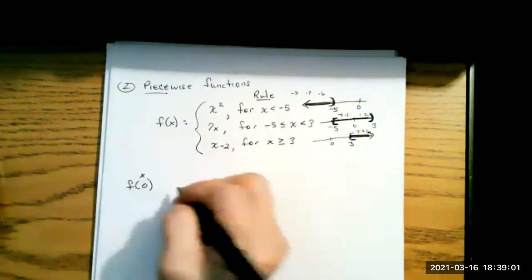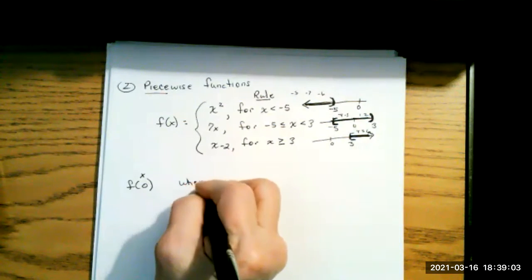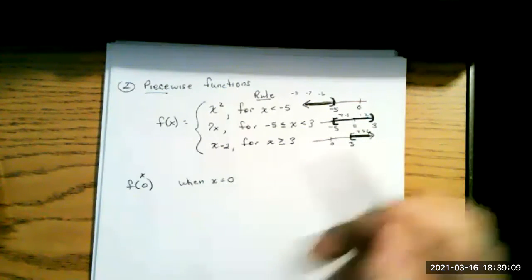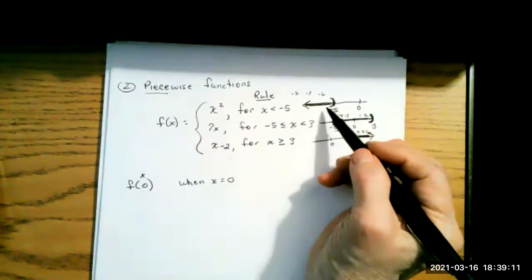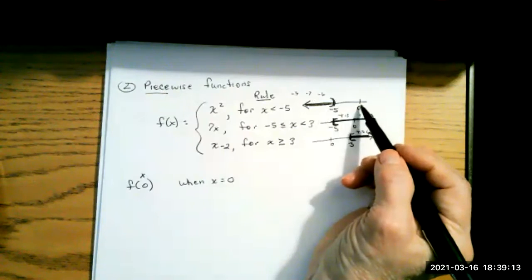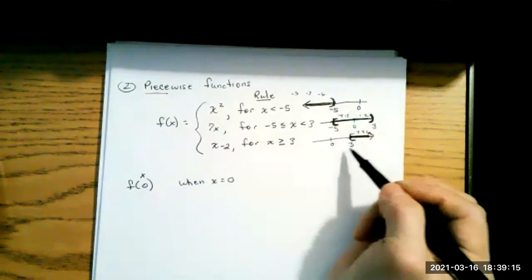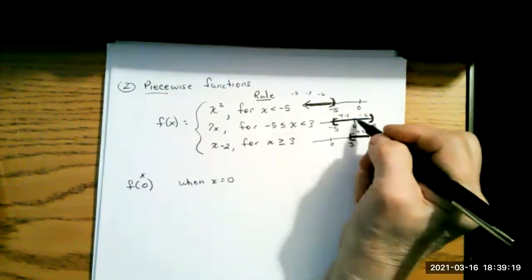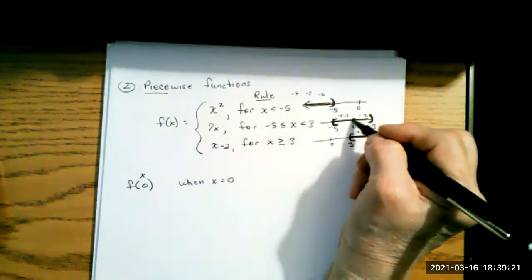That's when x equals 0. That's what that means. So I figure out which one of these regions includes the 0. It's not this one because 0 is over here. It's not this one because 0 is over here, and this one goes this way. This is the one right here that I have the 0 on.